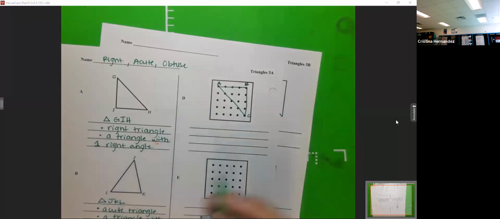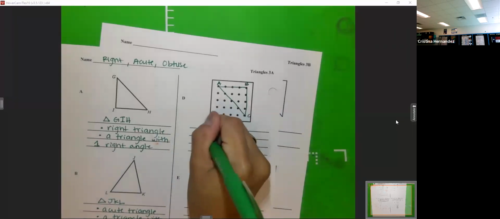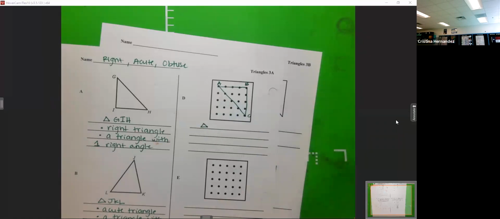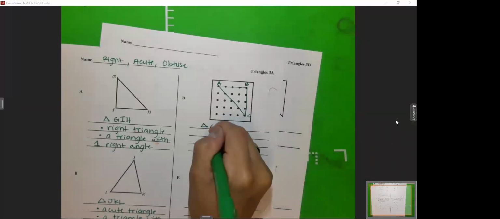Triangle ABC. You can see my screen, right? The paper I'm writing on. Yes. Okay. Well, normally when you are quiet, you can't see the screen.